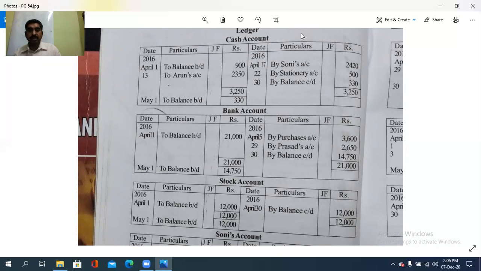Bank account also like the same. Balance brought down means cash at bank, and by purchases, by Prasad account. So after that, by balance carried down 14,750. That is the bank credit balance.